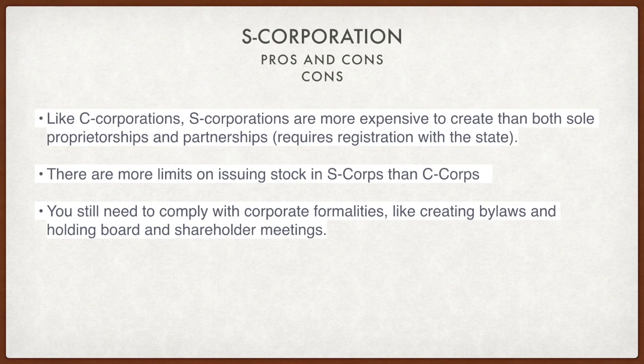All right, here are some of the cons of having an S corporation. Like a C corporation, an S corporation is more expensive to create than both the sole proprietorship and the partnership, and it does require registration with the state. There are more limits on issuing stock in S corporations than there are in C corporations, and you still need to comply with corporate formalities. You still have to create bylaws, hold board meetings, and shareholder meetings.